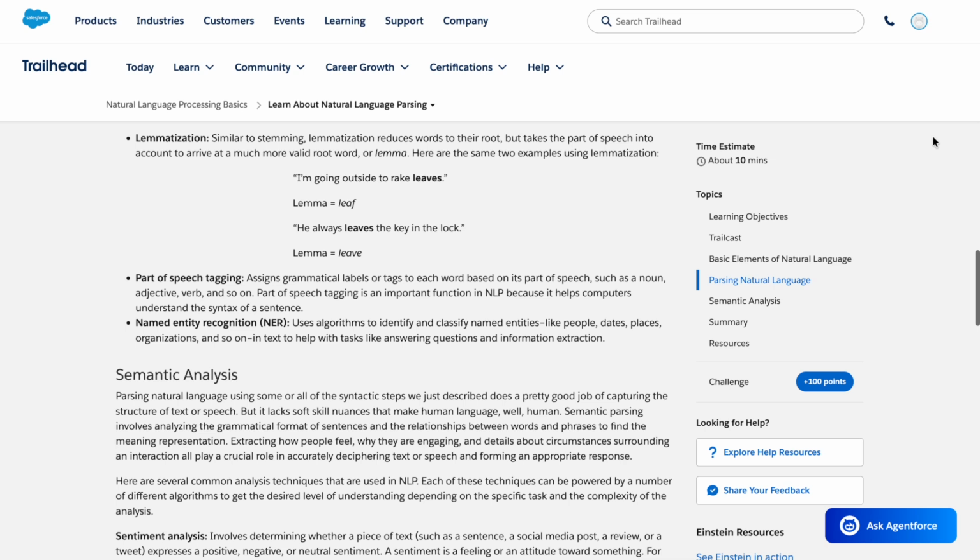speech, such as a noun, adjective, verb, and so on. Part of speech tagging is an important function in NLP because it helps computers understand the syntax of a sentence. Named Entity Recognition, or NER, uses algorithms to identify and classify named entities like people, dates, places, organizations, and so on in text to help with tasks like answering questions and information extraction.